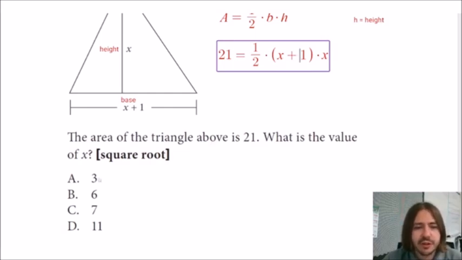So just really quickly, if x is 3, x plus 1 would be 4, right? So 4 times 3 would be 12. Half of 12 is 6. It's not 21. I throw in 6 here. 6 plus 1 is 7. 7 times 6 is 42. And half of 42 is 21. So we know what our answer is going to be here. It's going to be B.